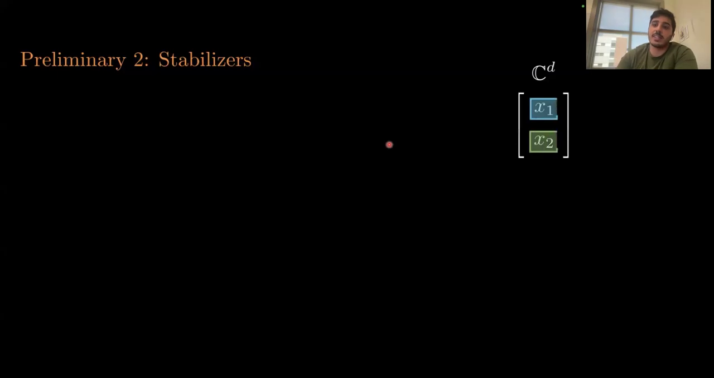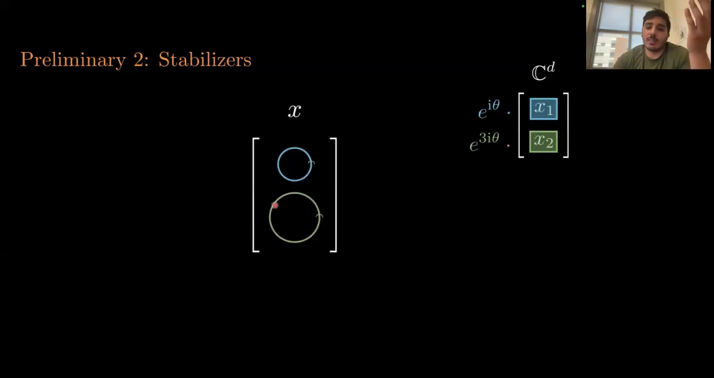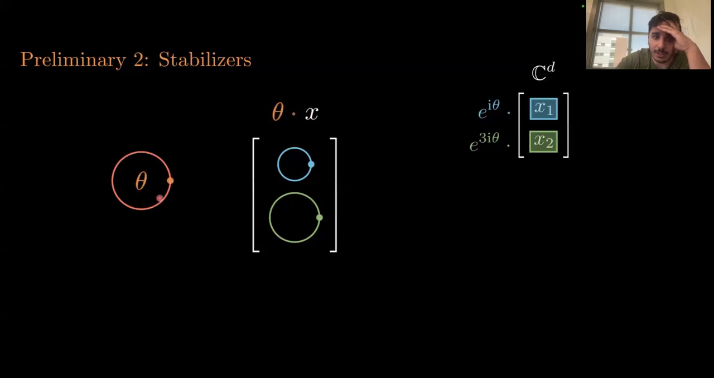Let's go to the second preliminary, stabilizers. I'll illustrate this with a small example, two-dimensional complex space. The first entry is being acted on by e to the i theta. The second entry is acted on by e to the 3i theta. How do we visualize this? Well, I'm going to make the vector into two separate complex planes. And my x is going to have arg 0 in both of them, but different radius in this example. And I have theta acting on x.